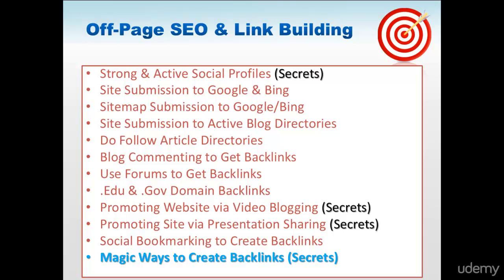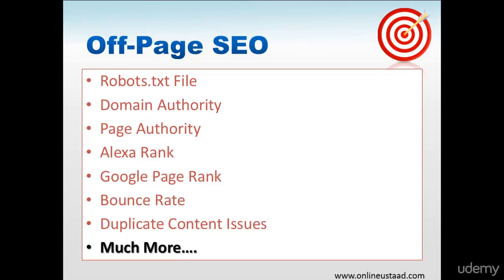So we'll discuss all this in the off-page SEO section, and in the same section we'll also discuss these important SEO components such as robots.txt file, domain authority, page authority, Alexa rank, Google page rank, bounce rate, duplicate content issues, and many more topics, because this is a single package, a complete course where I will discuss everything. I have a lot of experience in SEO and have come across each and every SEO component while working as an SEO optimizer in the previous 6 years. So at the end of the day, this is a complete course.